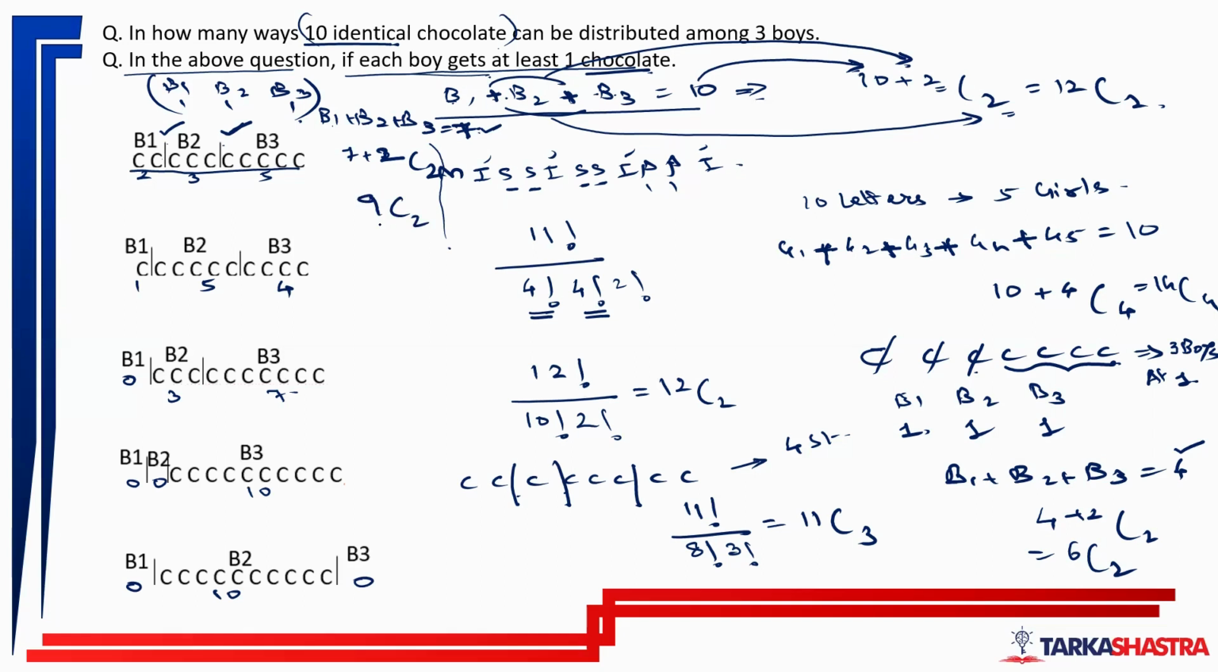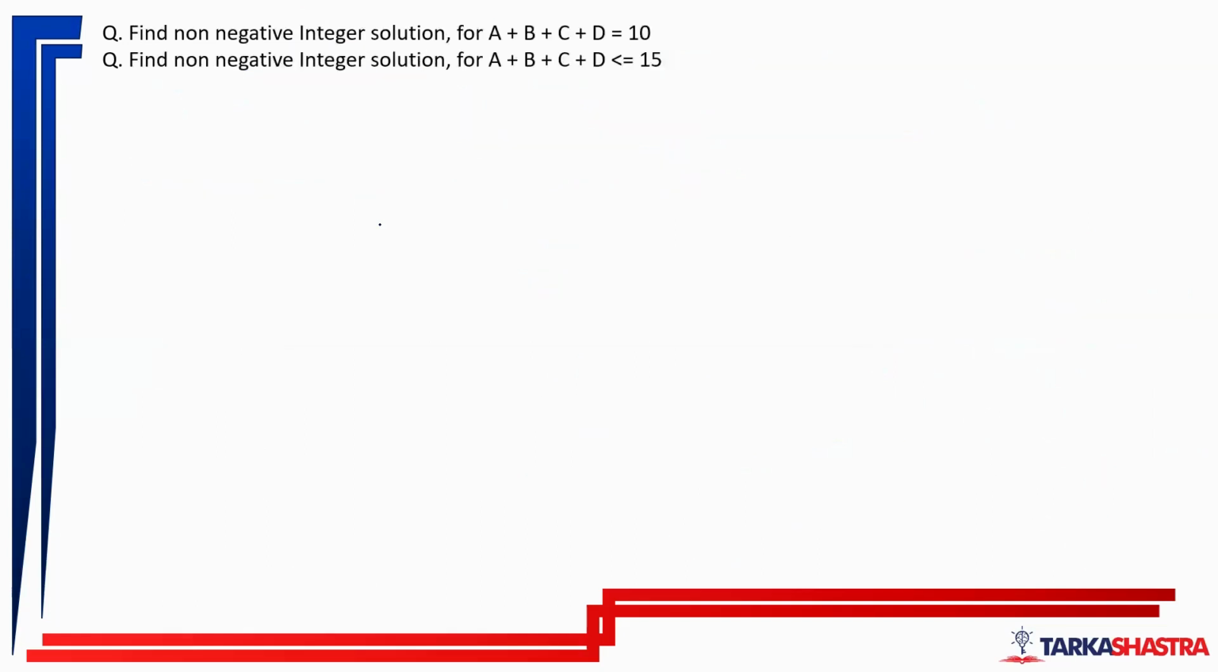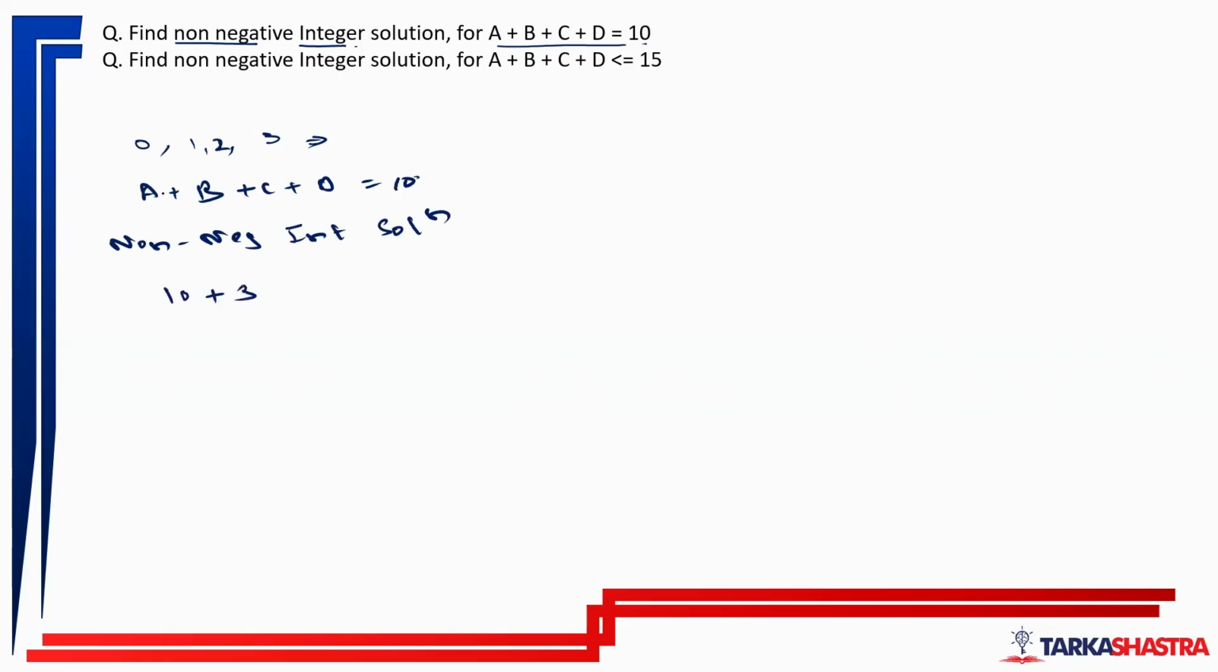Next, how to solve equations given to you like this. So same, we want non-negative integer solutions. मतलब 0 भी चलेगा, 1 भी चलेगा, 2 भी चलेगा, 3 भी चलेगा. Okay, so A plus B plus C plus D is equal to 10. How many non-negative integer solutions? If they ask non-negative integer solutions, it will be 10 plus 3, because 3 plus signs are there, C3, that is 13C3.